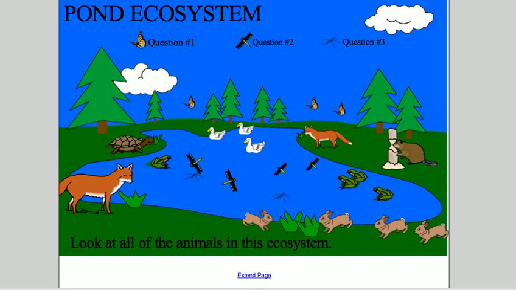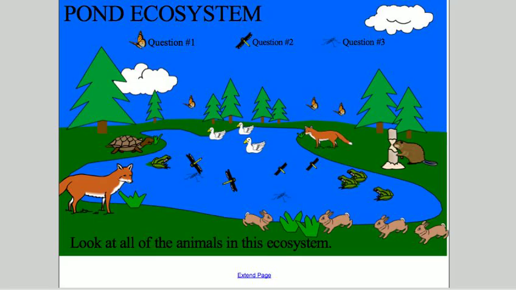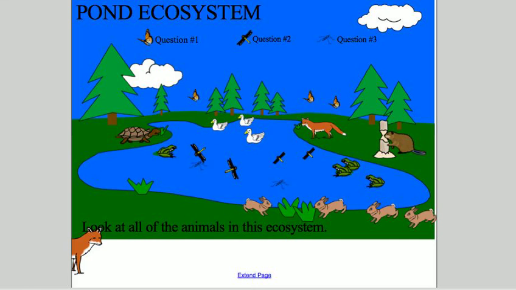Look at the animals in this ecosystem. Question 1. What would happen if someone removed all of the foxes in the pond ecosystem? What animals would decrease in number first? Well, without the fox, the rabbits would increase in number greatly, as there'd be no predator for them.